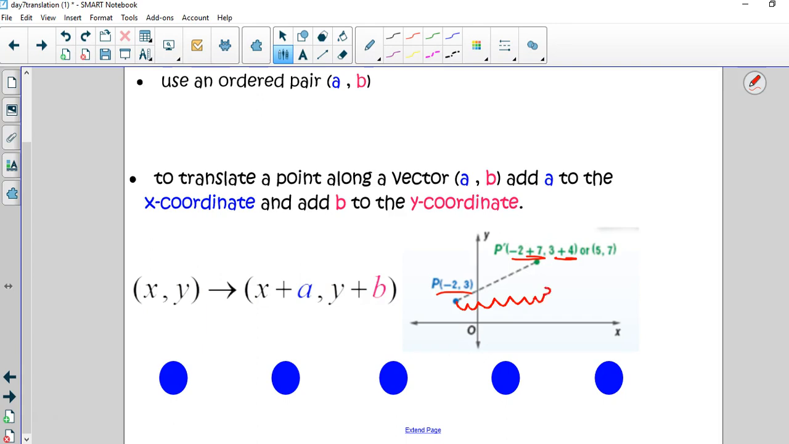And then we're going 1, 2, 3, 4. And it ends up moving over there. So I've just moved that point right 7 spaces and up 4. Right 7, up 4. And its new point is at 5, 7. Now the only difference between slope and this is that now we're going with our x first and our y second, in alphabetical order.